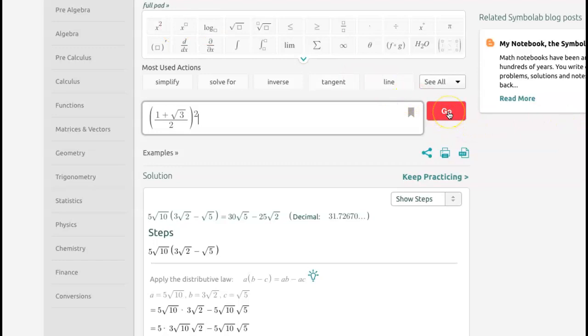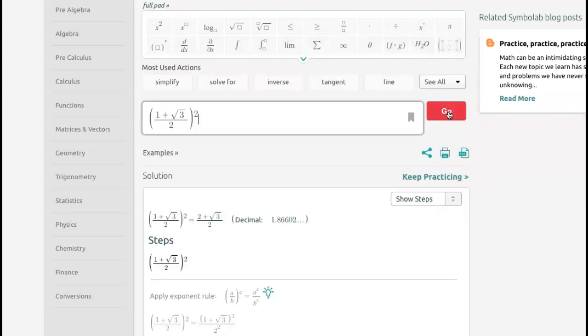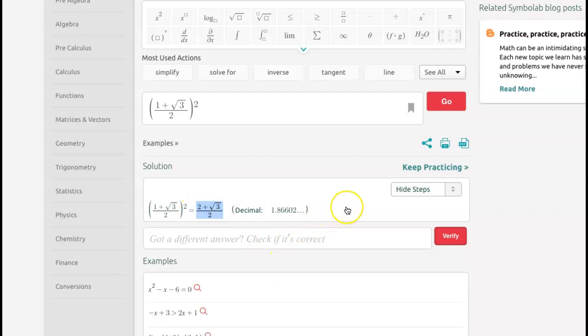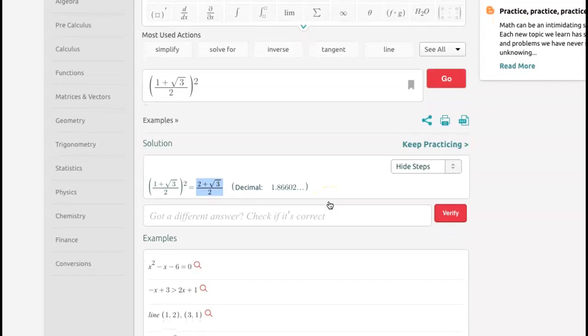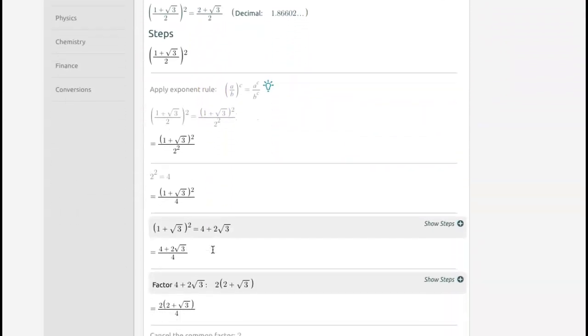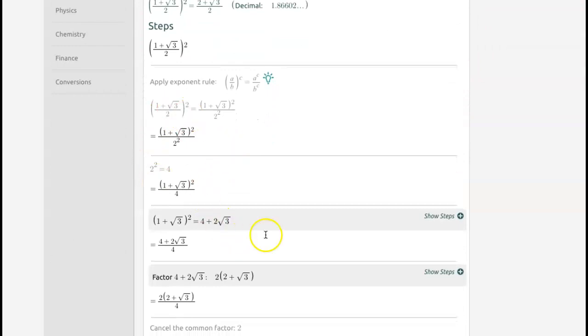And so what happens here? It gives me this solution right here, 2 plus square root 3 over 2. I wonder if that's the correct answer. Hey, it is. All right. And okay, there's my steps. They went away for a moment. All right, so then I can see the steps.